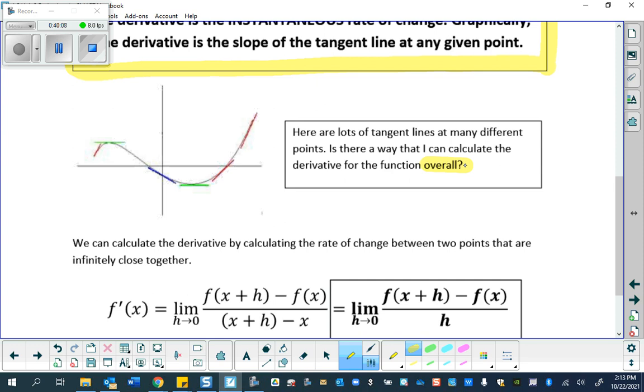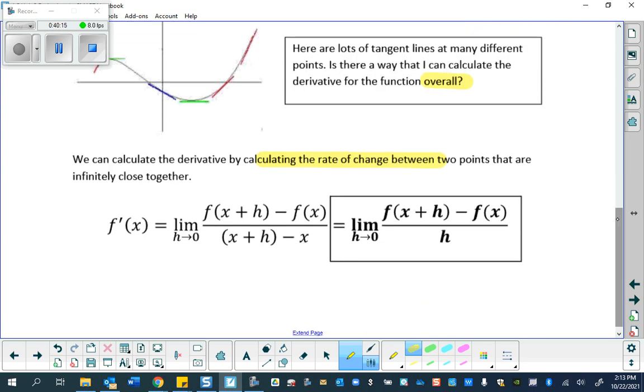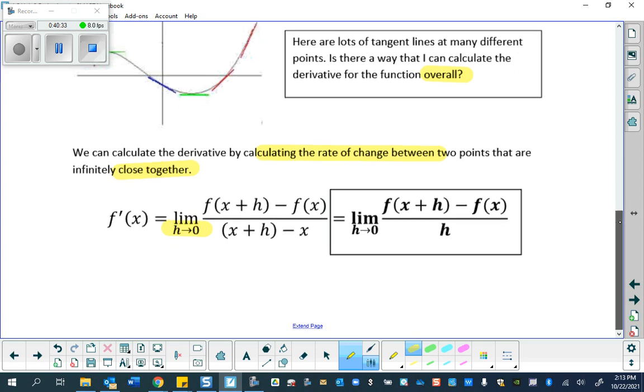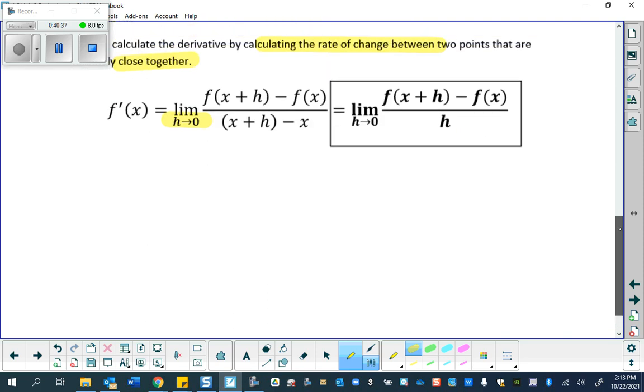We calculate the derivative by calculating the rate of change between 2 points that are infinitely close together. And because they're infinitely closer together, we're taking the limit as h, that space between them, gets tighter and tighter and tighter and tighter. Now what we need to do is take a look at what this means, and we need to identify each of the different parts of this formula.